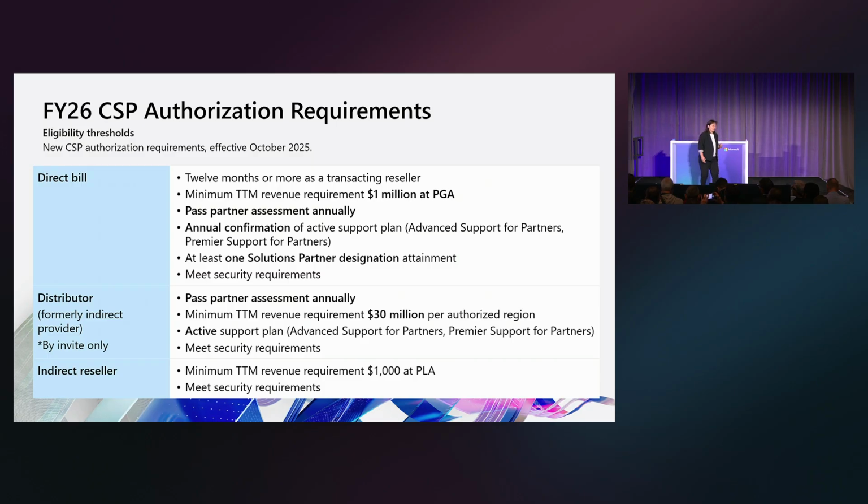Remember, CSP is not just a licensed resale motion. We expect you to be able to support the customer end-to-end in their life cycle itself. That's the reason why these criteria are truly important to be aware of. As always, you need to continue to have your support plan. And the new one that we introduced, you now need to have a minimum of 1 solution partner designation.